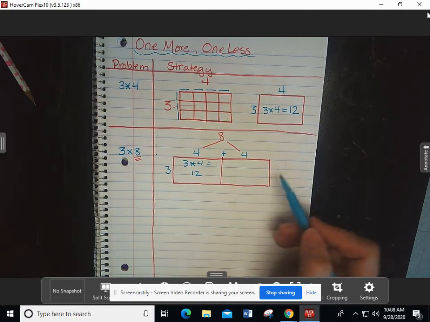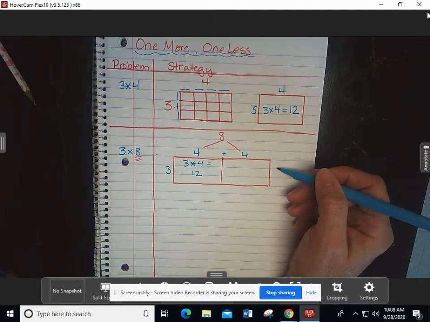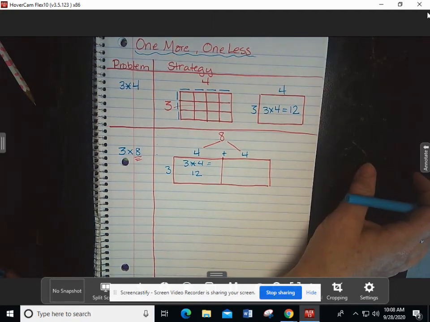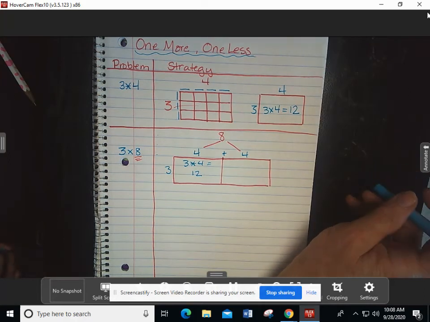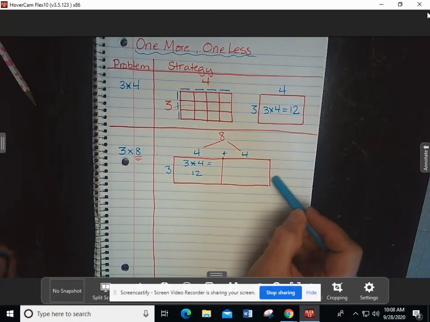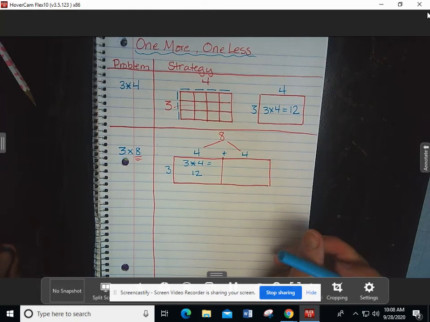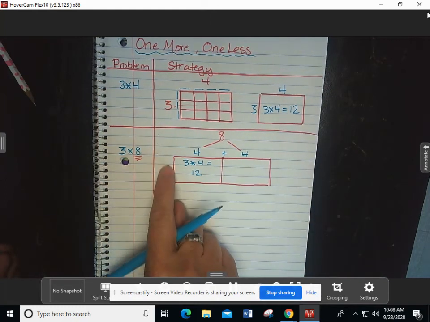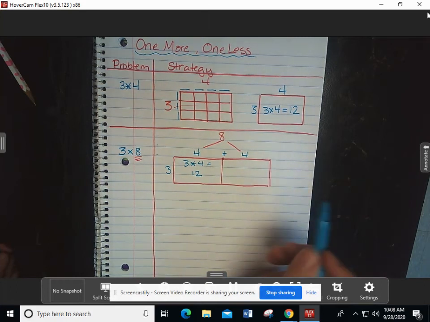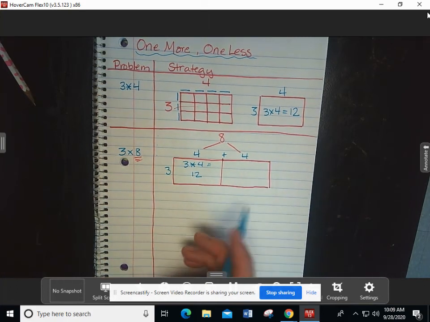So how do I know what the factor is on this side? Who thinks they're brave enough to explain? How do I know what the factor is over here? Millie. Well, on the other side is 3, and that's an array. It's parallel. Okay.